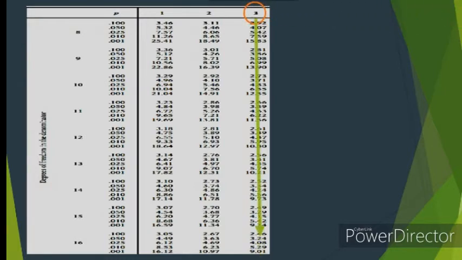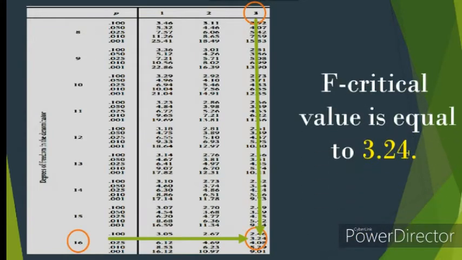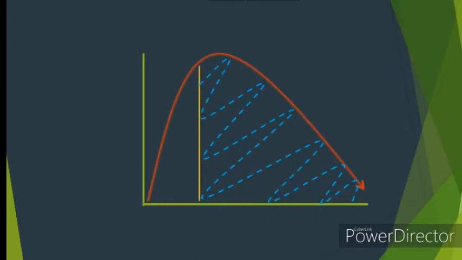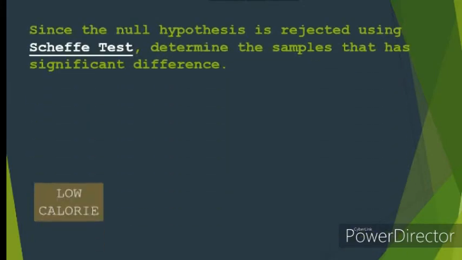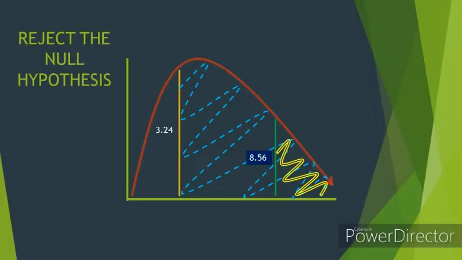Using the F table, we're going to find the F critical value. So, our F critical value is 3.24. Then, let's graph. Our F critical value is 3.24 and our F value is 8.56. Therefore, we're going to reject the null hypothesis.